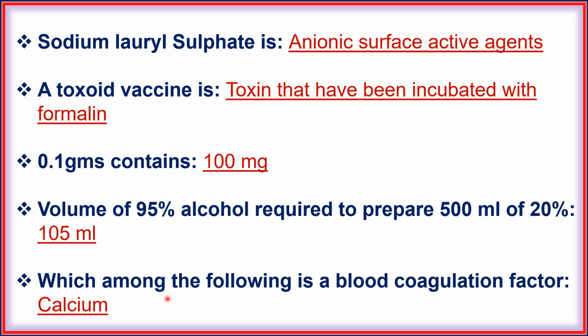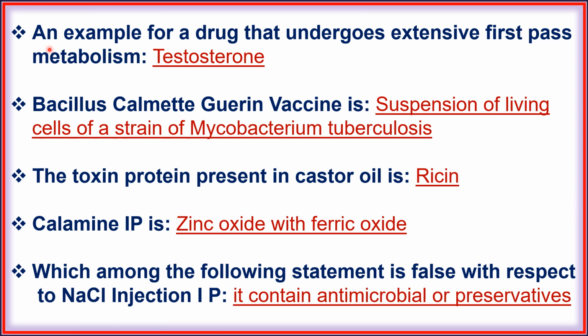Next, which among the following is a blood coagulation factor? That is calcium. Next, an example for a drug that undergoes extensive first pass metabolism is testosterone. Next, Bacillus Calmette-Guerin vaccine is suspension of living cells of a strain of Mycobacterium tuberculosis.